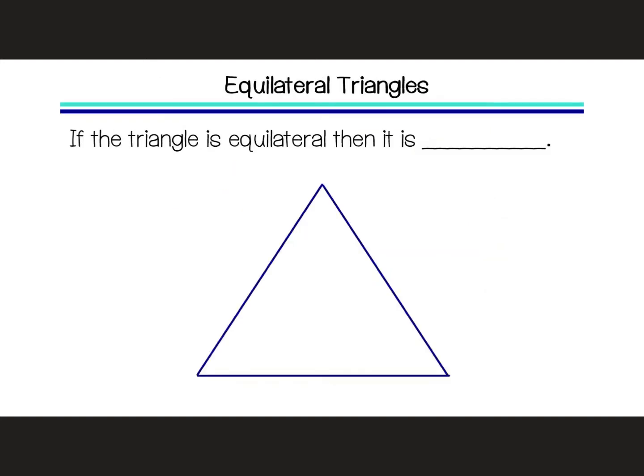Next up, we're going to look at some properties for equilateral triangles. If the triangle is equilateral, then it is also what we call equiangular. Equilateral means that all the sides are the same, and equiangular would mean that all of the angles are the same.